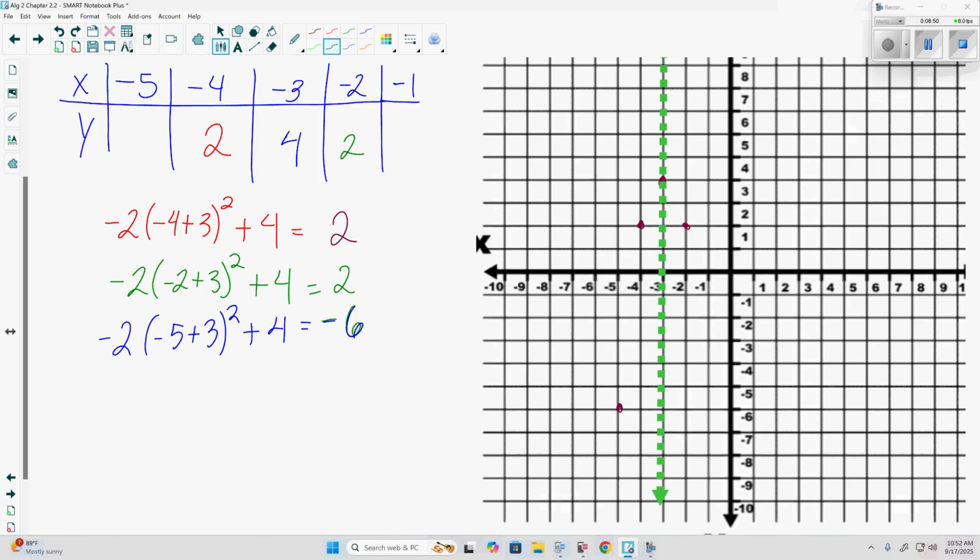What do we think the value of -1 is going to be? What do you think the y value of -1 should be? -6, yes. Because if we plug -1 in for x, we should still get a y value of -6. Because this is 2 units over, it should also be 2 units over. Everything is mirrored across this line.